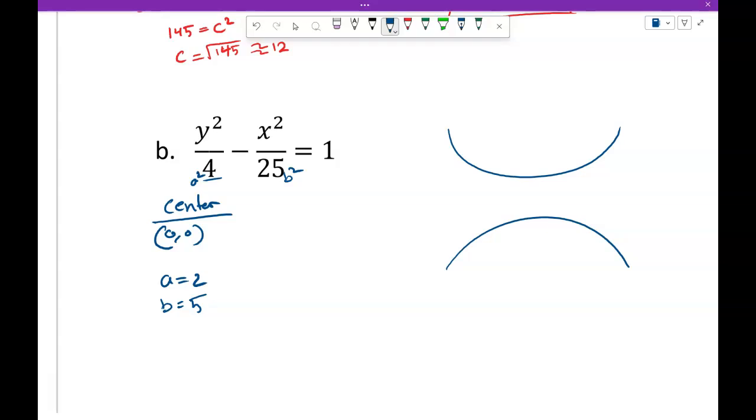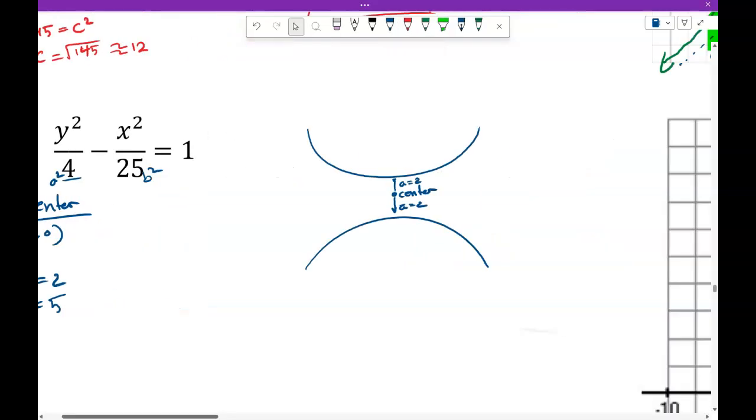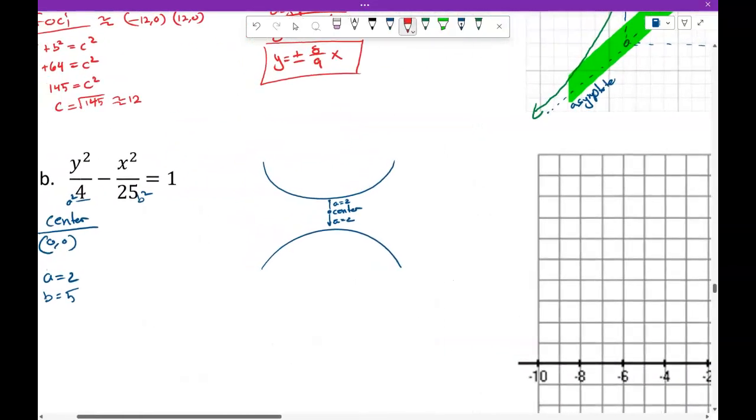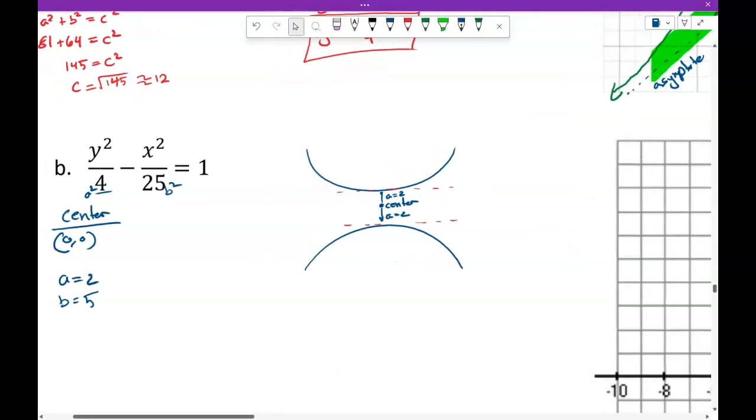It's the transverse axis. So we have our center, and then our vertices are going to be above and below our center, a distance of 2 units. So we'll start with that. We have our center, we have a vertex, we have another vertex. Now again, we need to use our fundamental rectangle to figure out how wide our hyperbola is going to open. We need to figure out how far to the left and right that rectangle needs to go. Well, our b value is 5.